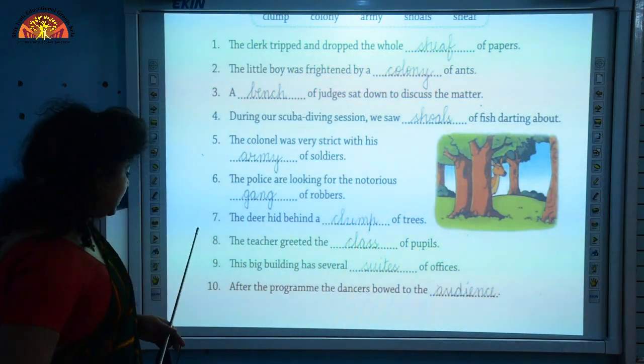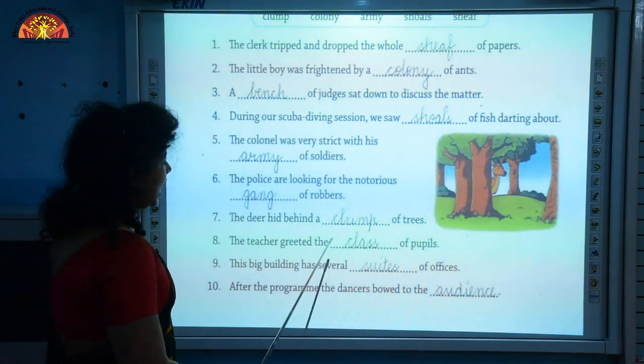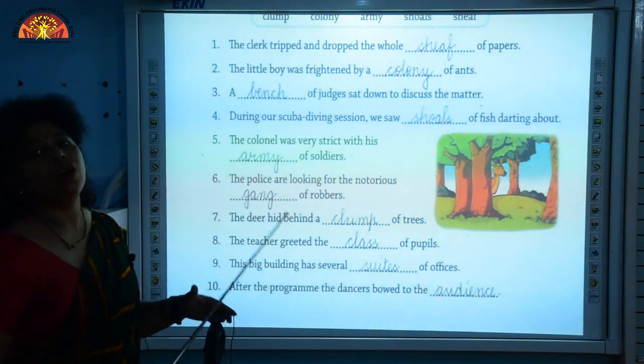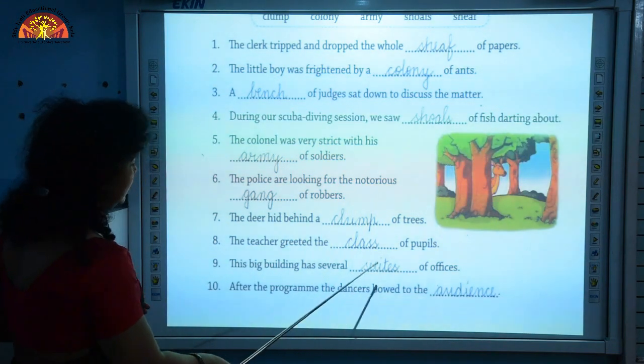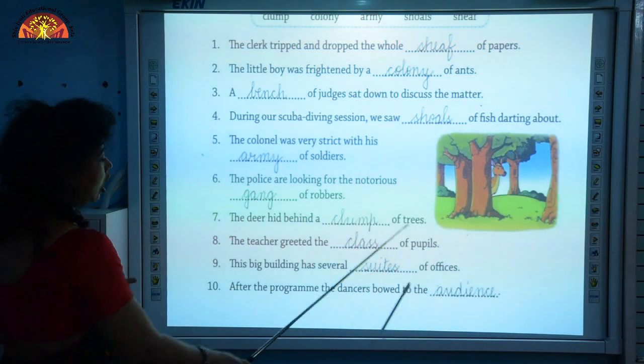Now let's come to the 9th question. This big building has several dash of offices. Several offices or several rooms in an office is called suites. So this big building has several suites of offices.